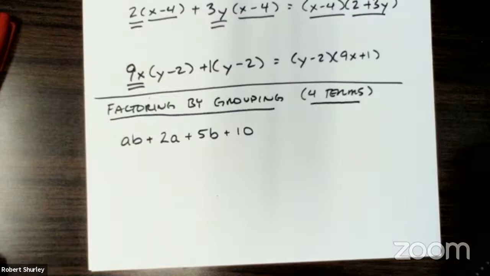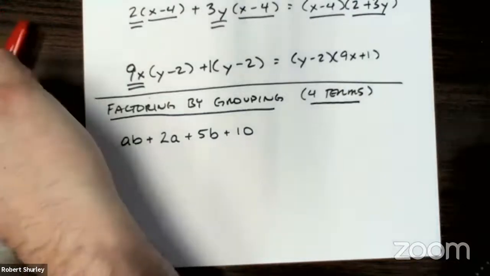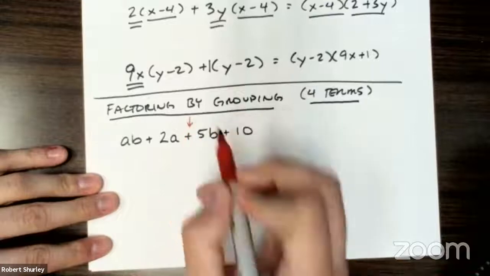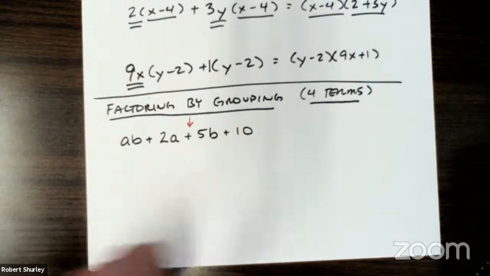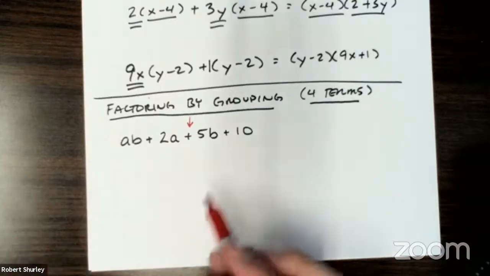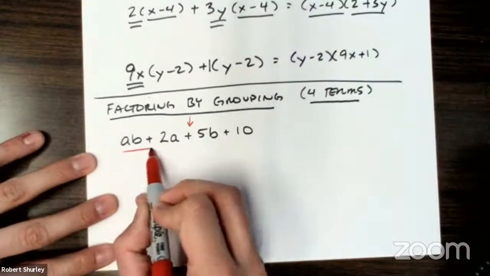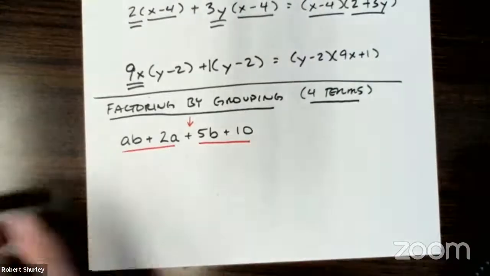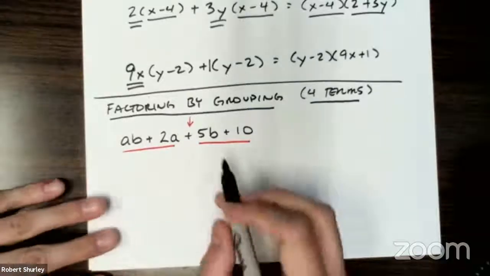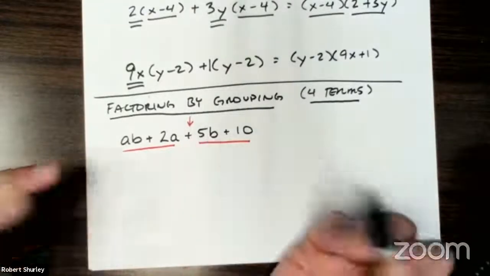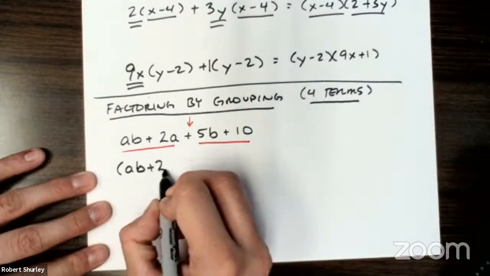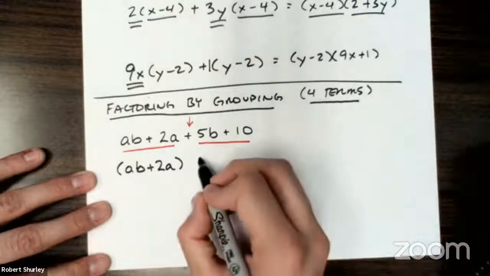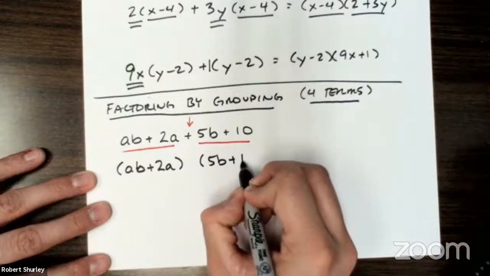Well, the first step is that you have to have a plus sign in the middle. If you don't have a plus sign, I'll show you how to deal with that on the next example. But what we're really going to do is split apart the first 2 and the second 2 terms and group them together. I'm going to put parentheses with the sign too. So if it's positive, it's going to be a positive 5. So I'm going to group AB plus 2A together, and then group 5B plus 10.